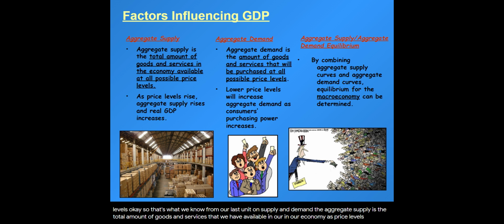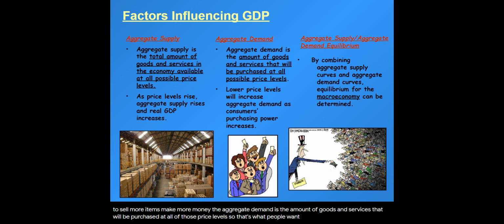As price levels rise, the supply rises. Remember that law of supply. As the price rises, the supply rises because people are trying to sell more items and make more money. The aggregate demand is the amount of goods and services that will be purchased at all of those price levels.